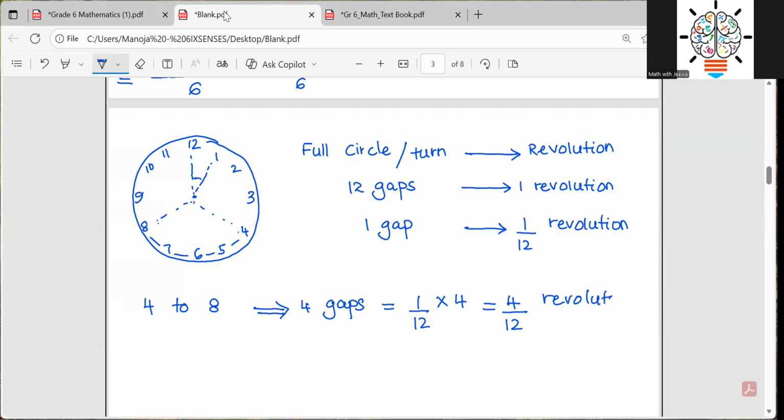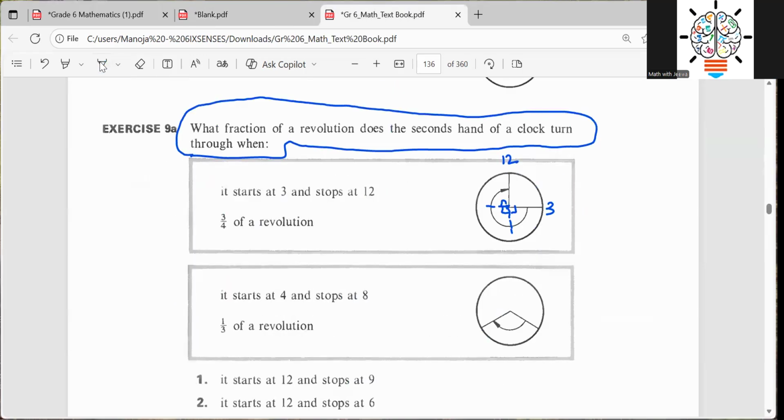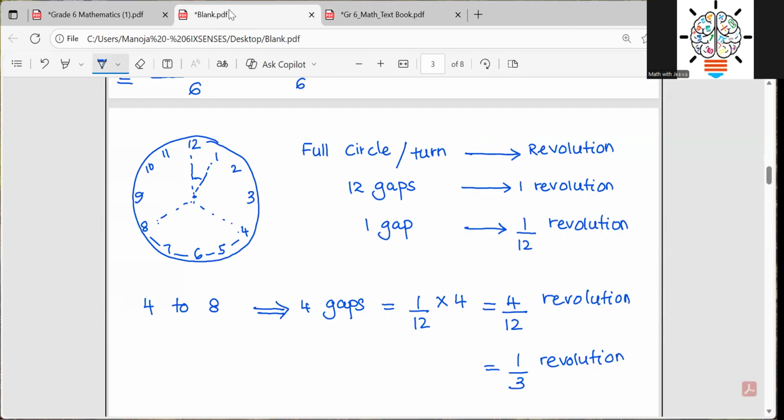But you can simplify this. How? 4 times 1, 4 times 3, that is 1/3 of a revolution. So then here 1/3. Can you see how they have taken it? They have not shown you how it was, but this is how you want to get it. Always you want to understand the full circle is one revolution. In one circle or one turn, how many gaps do we have? We have 12 gaps, right? So then one gap will be equal to 1 over 12.